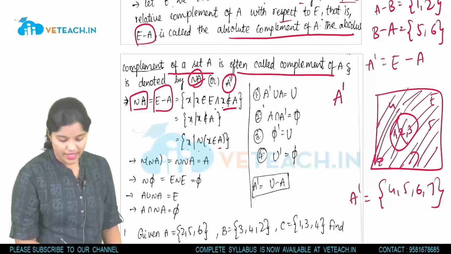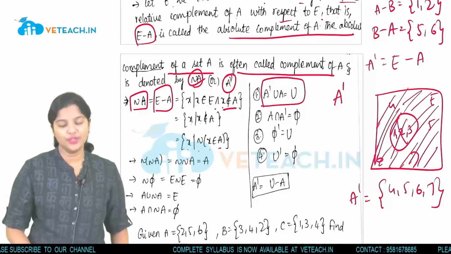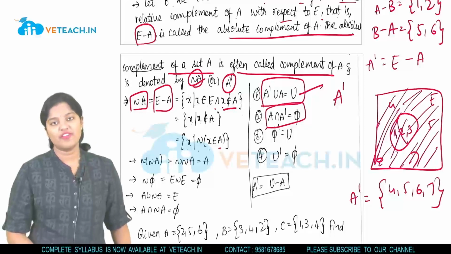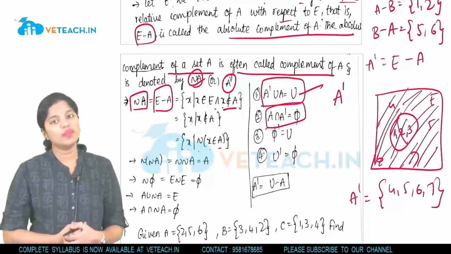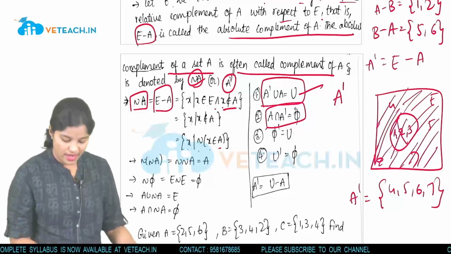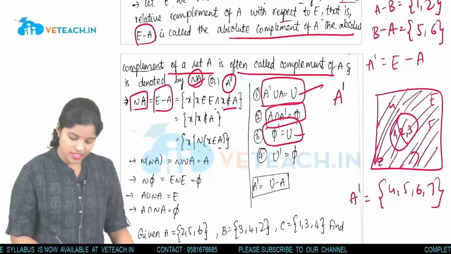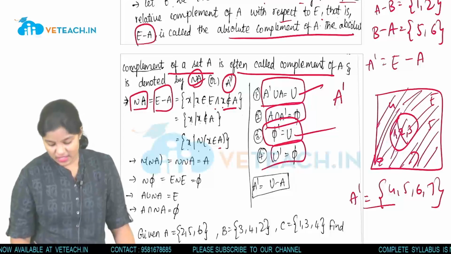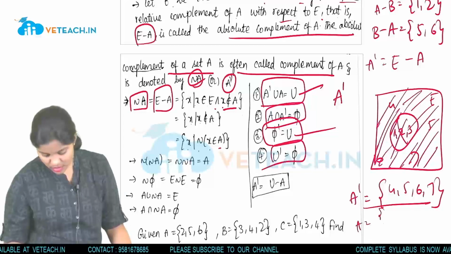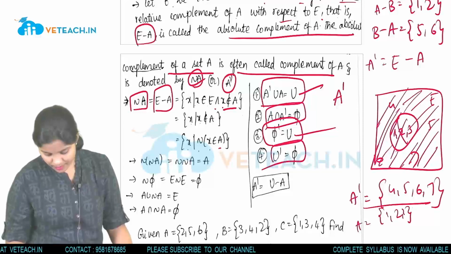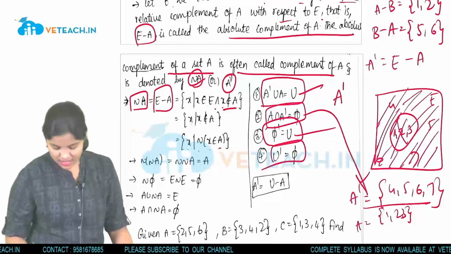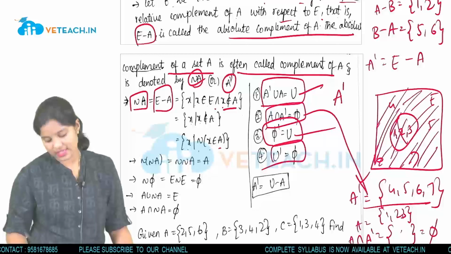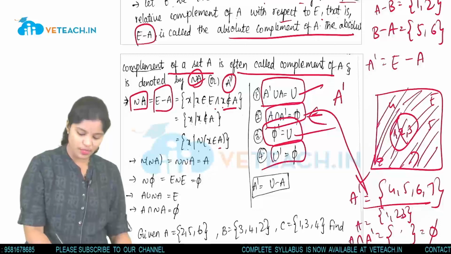Next, the formulas. A complement union A is U, that is the universal set. A intersection A complement is phi. That means A intersection A complement, no elements will be common, so it is called phi. Phi complement is the universal set, the opposite. Similarly, U complement is phi. Here this is A complement and A is equal to 1, 2, 3. If we consider A intersection A complement, no elements are common, that is the null set, equal to phi. This is the property.